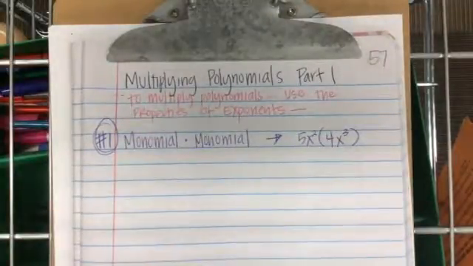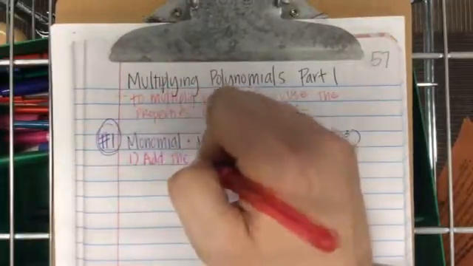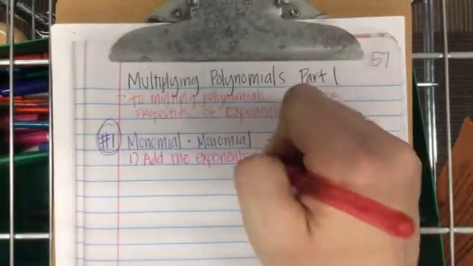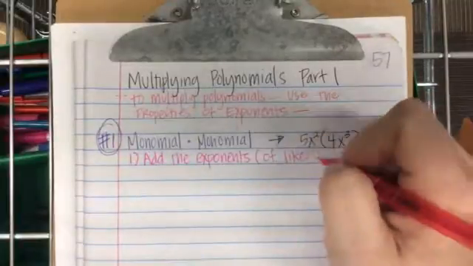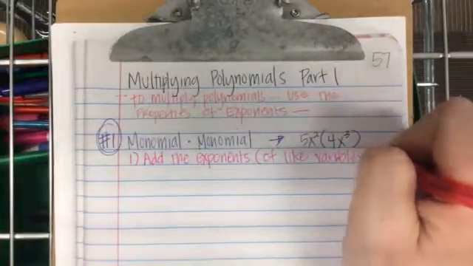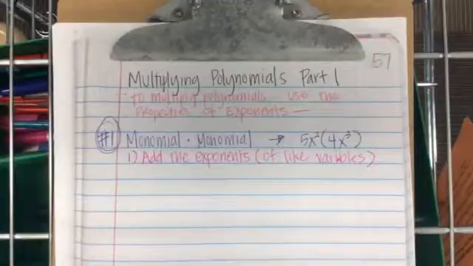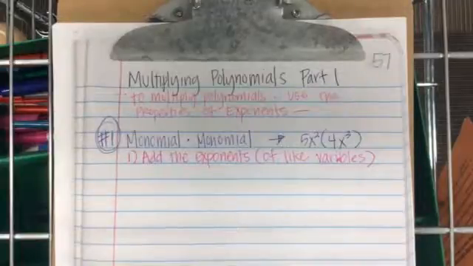We've done these for bell work. What's the first thing you do? Okay, you're going to add the exponents, and I'm going to put in parentheses, of like variables. So if there are x's, those x exponents get added together. If there are y's, those y exponents get added together. Can you add the exponents of x to the exponents of y? No. It's only of like variables.